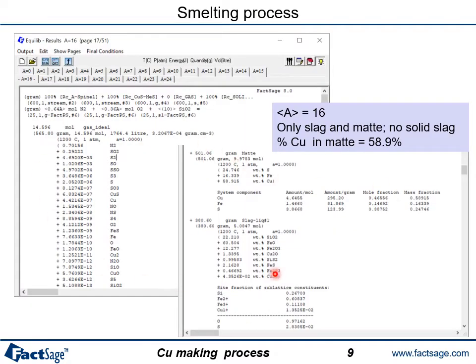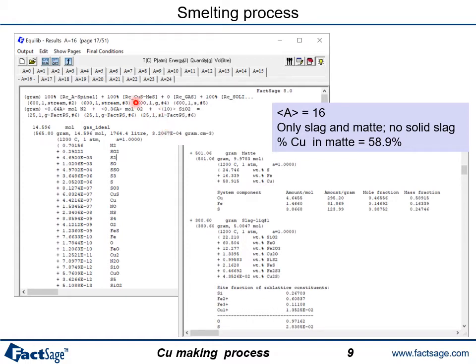Then you get the result like this. So you can check one by one all these results, but I'll show you only the result when alpha equals 16, because this gives you a reasonable value already. So at the end of this smelting process, the target is a matte grade of about 60%. It means the copper content in the matte is around 60%, and that is good for the next process, the converting process.